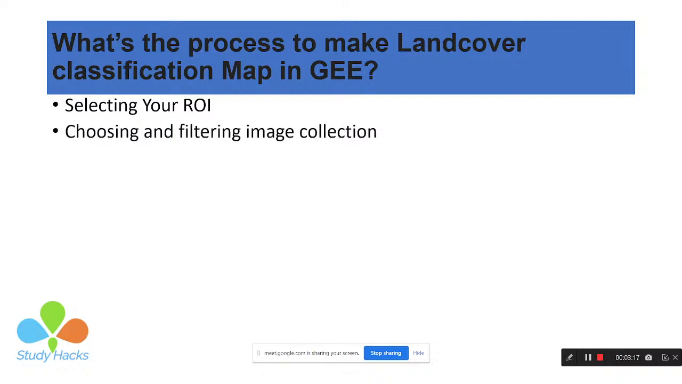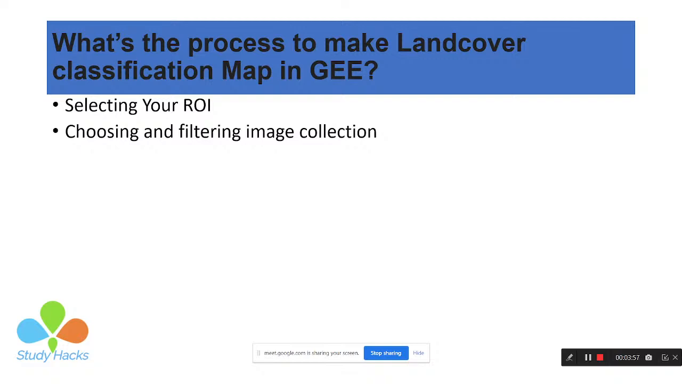Then we also need to choose and filter the image collection. Mainly, you have to choose which image you need for making the land cover classification map, and you also need to filter it. We already covered the Landsat imagery and how you can filter it, and today we also show how you can filter the Sentinel-2 imagery. Actually the filtering process is the same for all satellite images. There are only some differences in the image properties, because Landsat and Sentinel image properties are not the same.